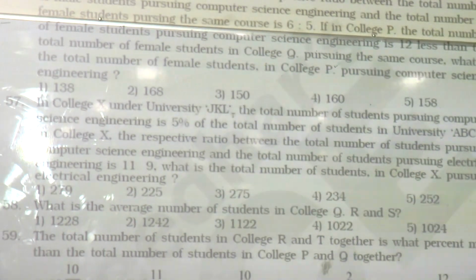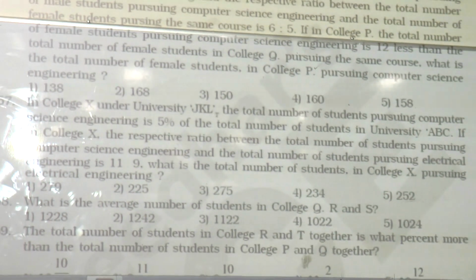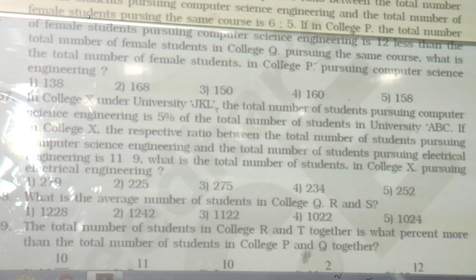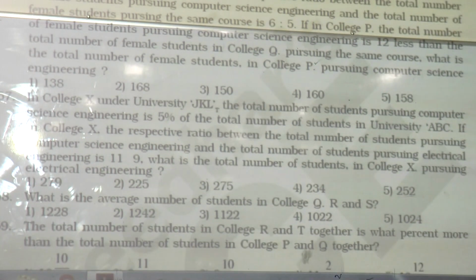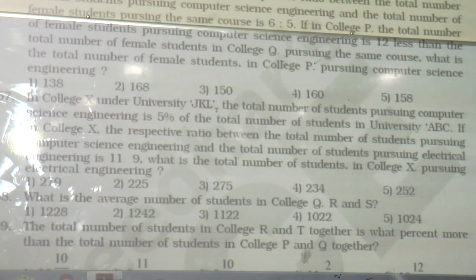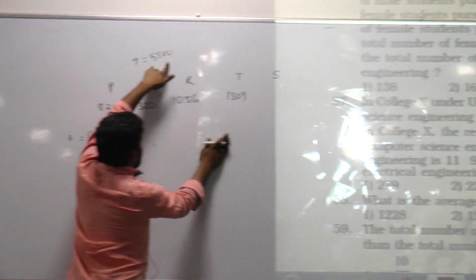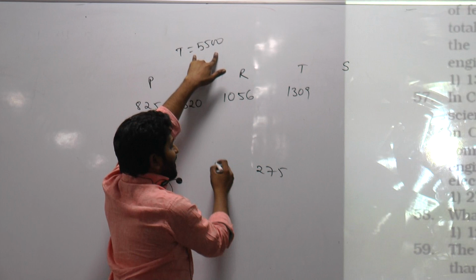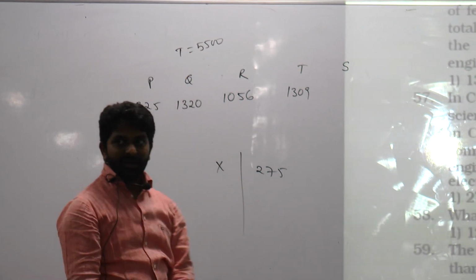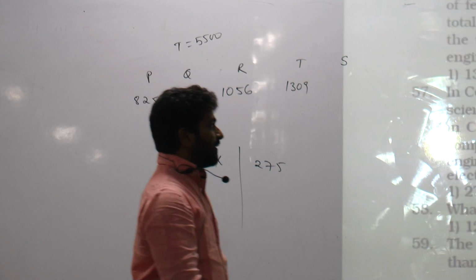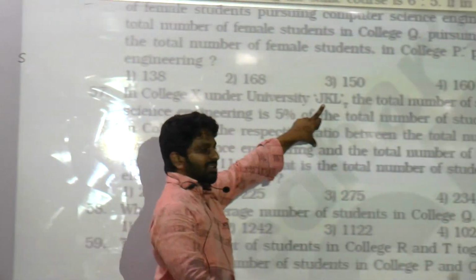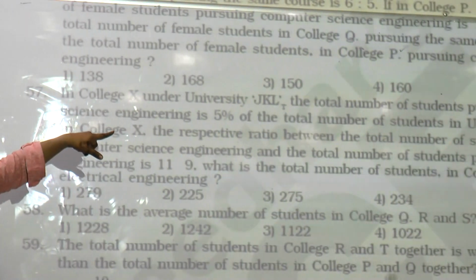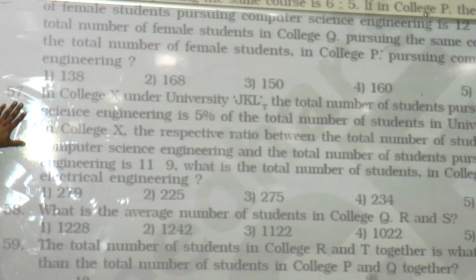In college X, under university JKL, which is a separate one, the total number of students pursuing computer science is 5% of the total number of students in university ABC. 5% of this number. So these are candidates in college X who are pursuing computer science. That's what they said.